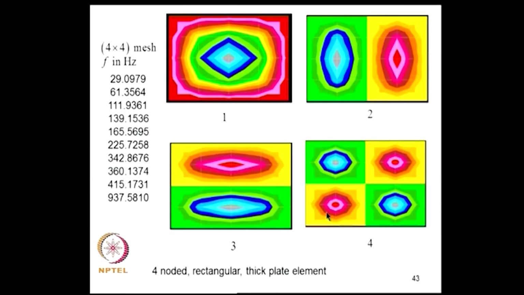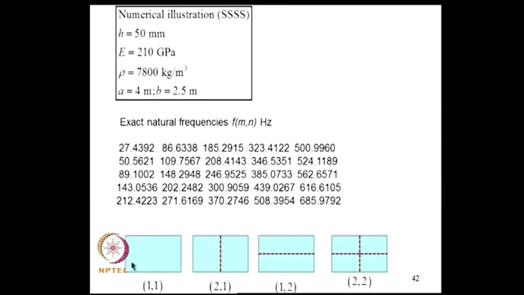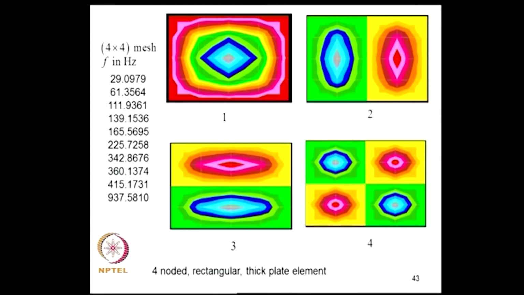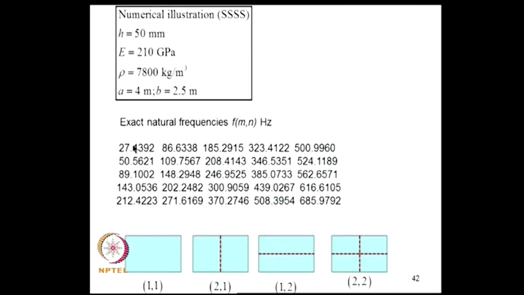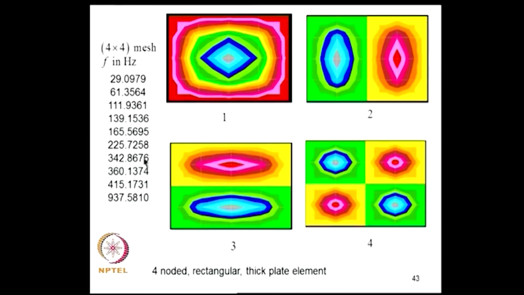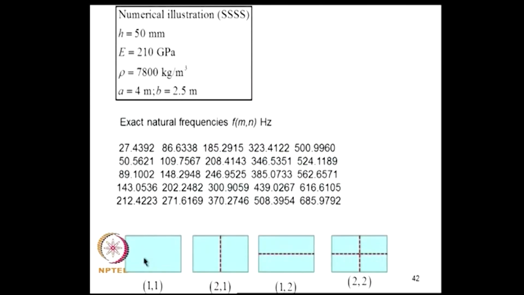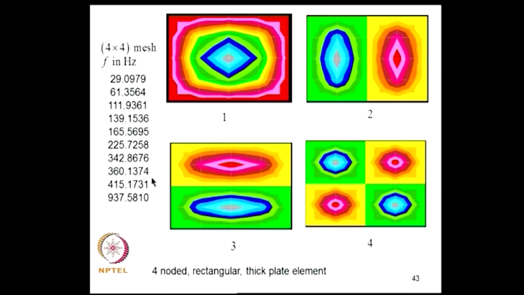Now, suppose we use a 4 by 4 mesh of rectangular 4-noded plate elements and analyze the problem, we get the frequencies to be this. The first frequency is obtained as 29.09 hertz, whereas its exact value is 27.43 hertz. In this analysis we have used thick plate elements, whereas these results are for thin plates, that also needs to be borne in mind.